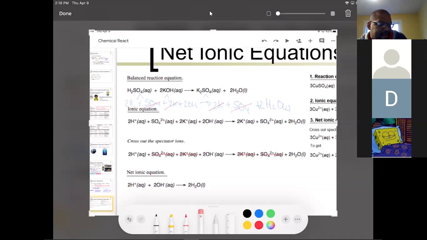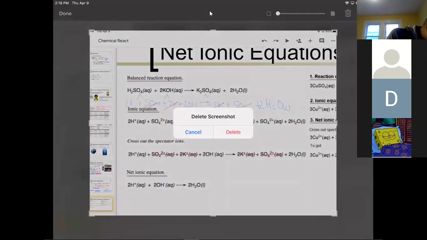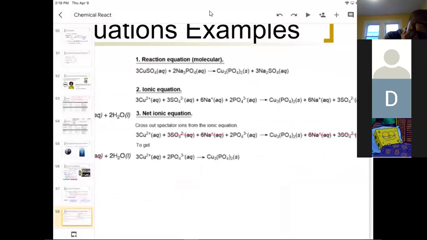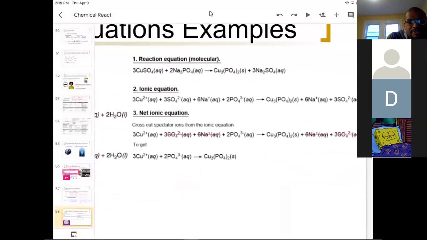Anybody have any questions on that? Like I said, I think it's pretty self-explanatory, but I can do another example. The other one is this reaction with copper sulfate.